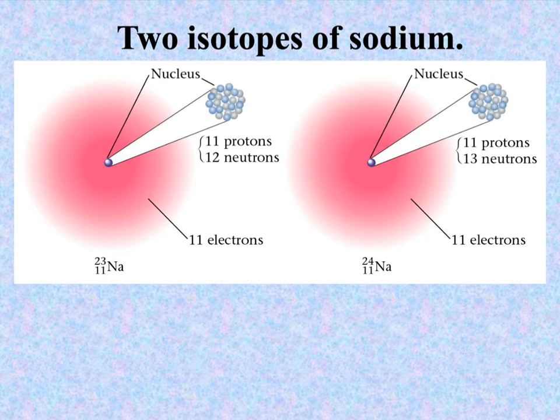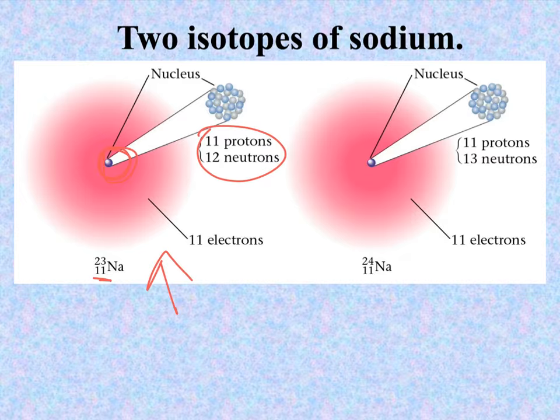Here's just a picture emphasizing once again what isotopes are. This is sodium, so you can find sodium on your periodic table. It is number 11. Let's take a look at this first picture here. This is the nucleus, and it's just expanded. It has 11 protons and 12 neutrons.